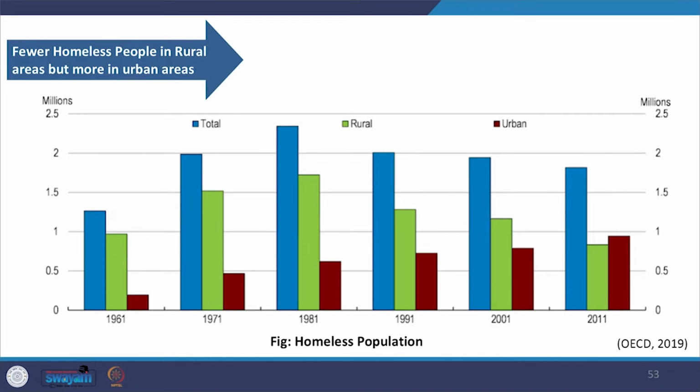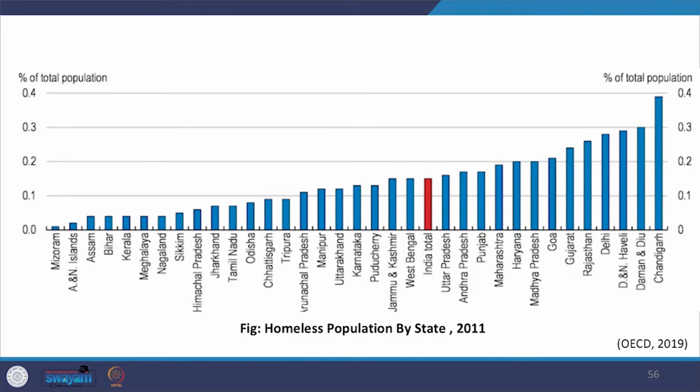In the image, the blue color shows the total homeless people, the green color shows the homeless people in the rural area, and the reddish brown color shows the homeless people in the urban areas. We see that as per 2011 data, the urban homeless people are now higher than the rural homeless people. The share of homeless population differs across states. In the figure, we see that Uttar Pradesh, Andhra Pradesh, Punjab, Maharashtra, Haryana, Madhya Pradesh, Goa, Gujarat, Rajasthan, Delhi, Dadra and Nagar Haveli, Daman and Diu and Chandigarh have a share of homeless people higher than the country average.